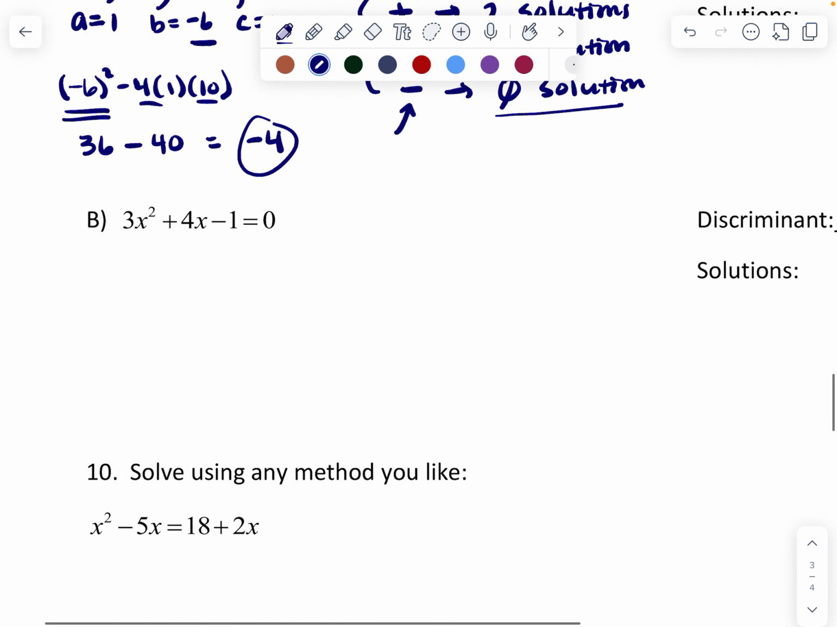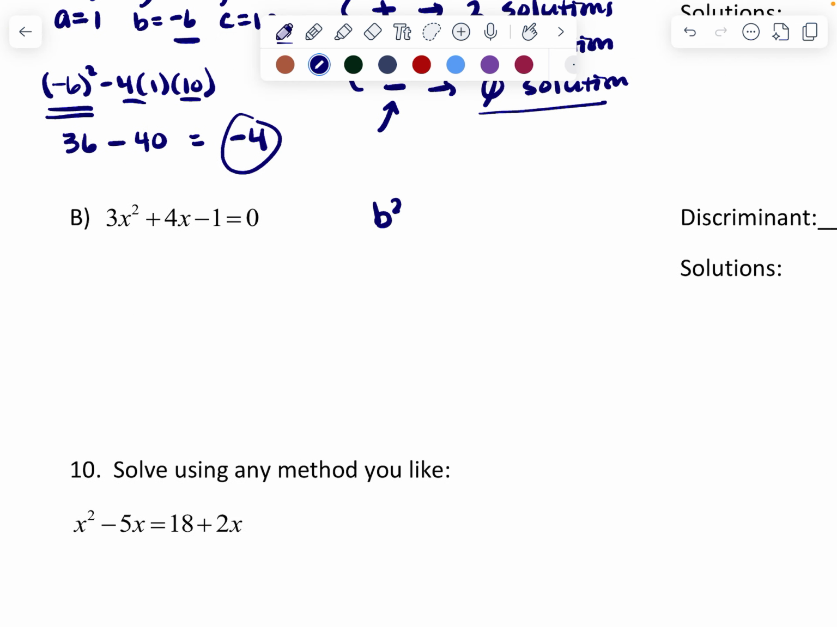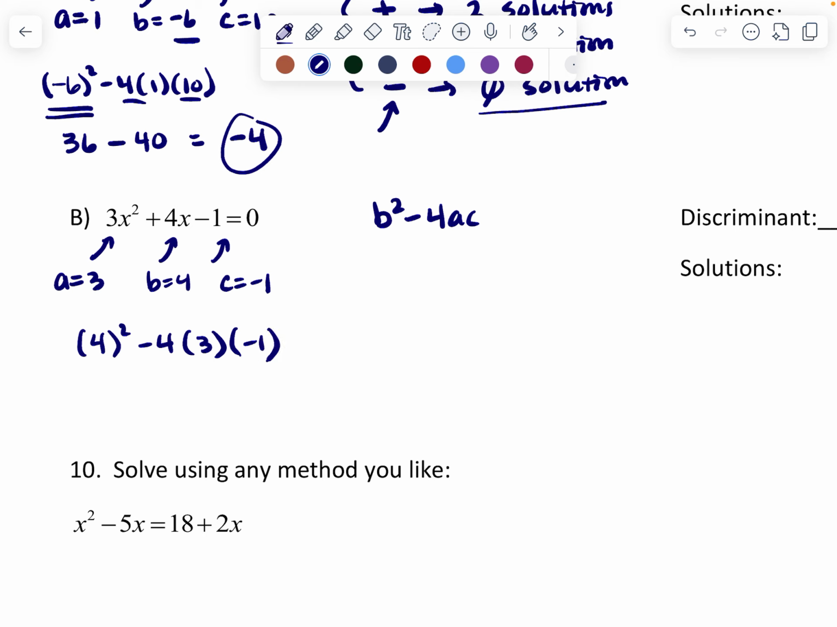So we're going to fill that in. Does that make sense? Okay. All right, let's look at this one. Same thing, we're plugging this into b squared minus 4ac. So your a value is 3, your b value is 4, and your c value is negative 1. Okay, so plugging this in. So the b is 4, so I want to square the 4, b squared, minus 4 times the a is 3, and the c is negative 1.